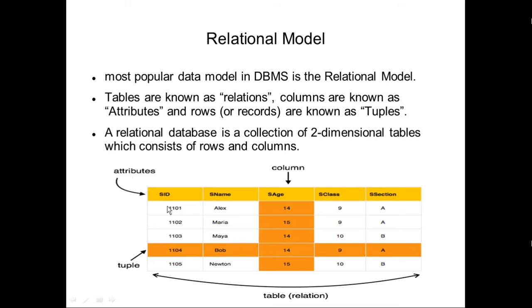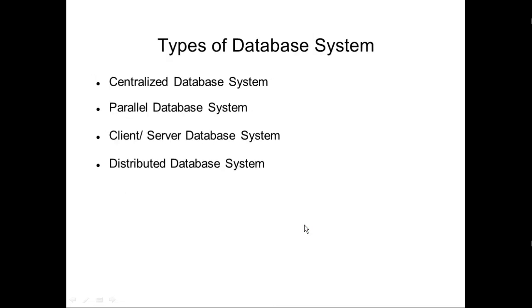Then this SID is 1104, name is Bob, age is 14, class is 9, section is A. This is called a row or record. But in the case of the relational model, it is called a tuple. And the whole table is called the relation.